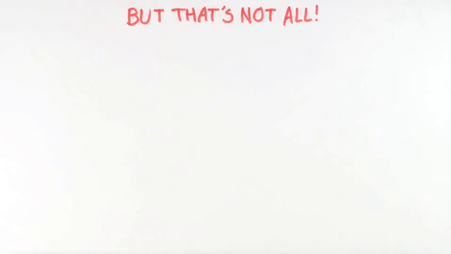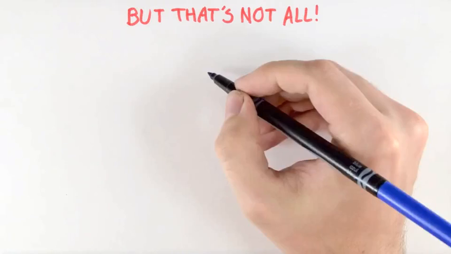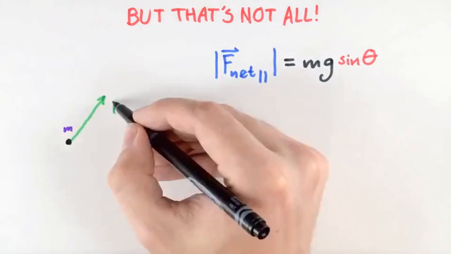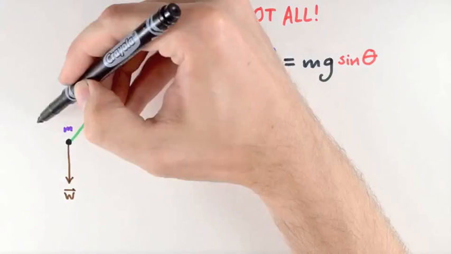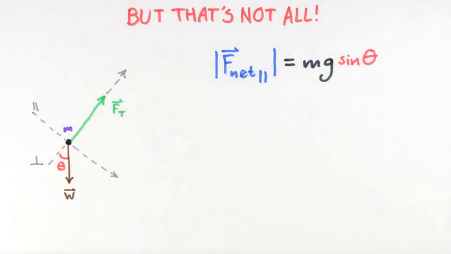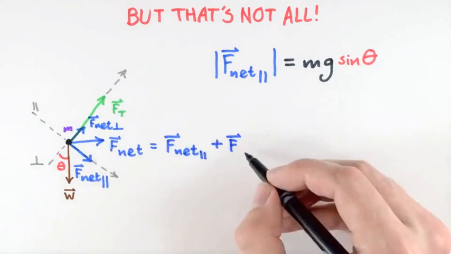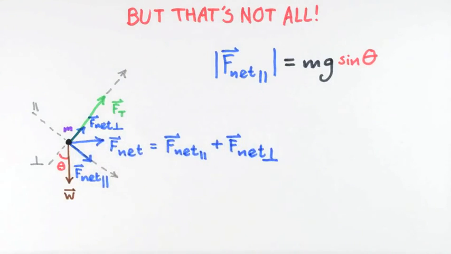We can find other unknowns in this problem as well. For example, we can solve for F net parallel. From the free body diagram, we see that only the weight force component along the parallel direction contributes to F net parallel. So we can solve for that. Now we have both F net parallel and F net perpendicular, and so we know everything about the net force just from observing the motion.